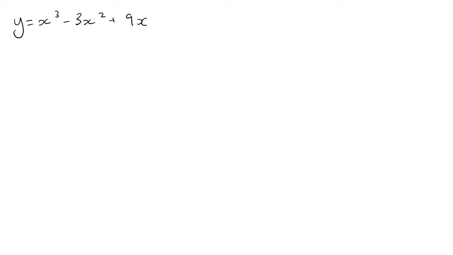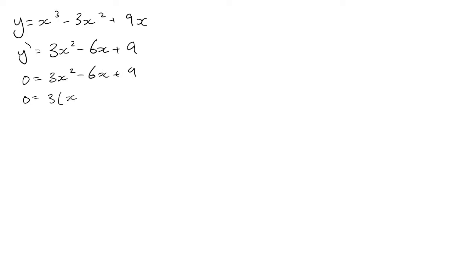So our first step is to find y dash. So y dash is equal to 3x squared minus 6x plus 9. And to find the stationary points, we need to make y dash equal to 0. So 0 equals 3x squared minus 6x plus 9. You group everything by 3. 0 equals x squared minus 2x plus 3.